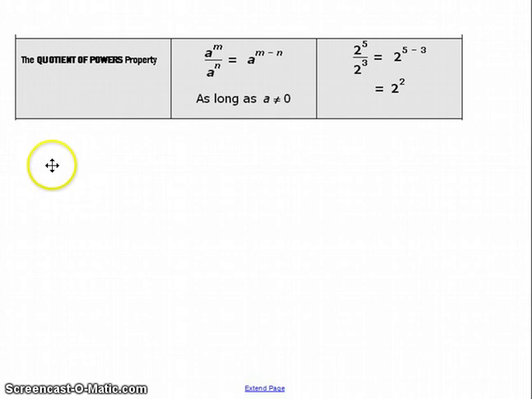The next property is the quotient of powers property. Anytime you have two powers, one on top, one on bottom, both at the same base, top and bottom of course being numerator and denominator, you can subtract the exponents, the upper exponent minus the lower exponent. More useful here, 5 minus 3 becomes 2, and 2 squared of course is 4.